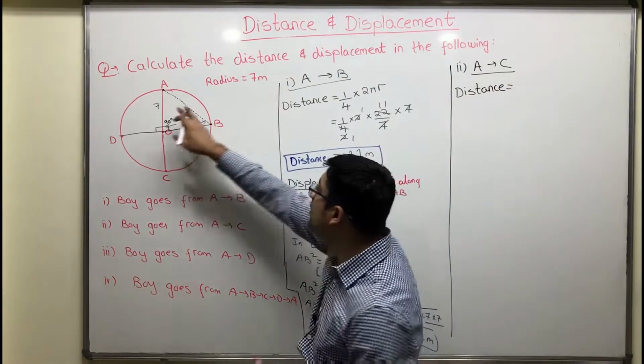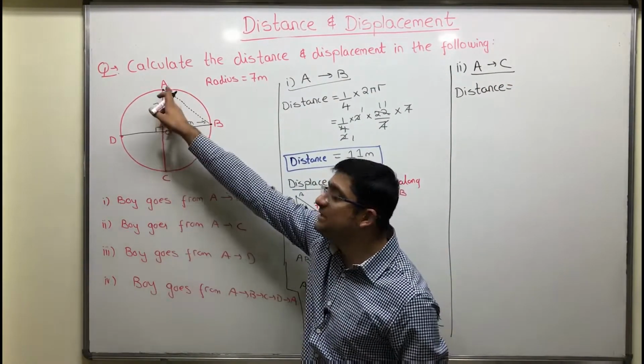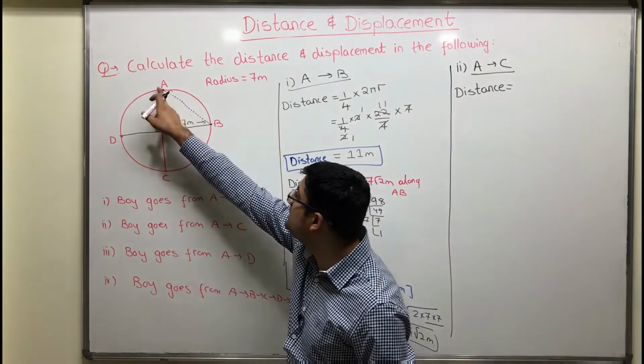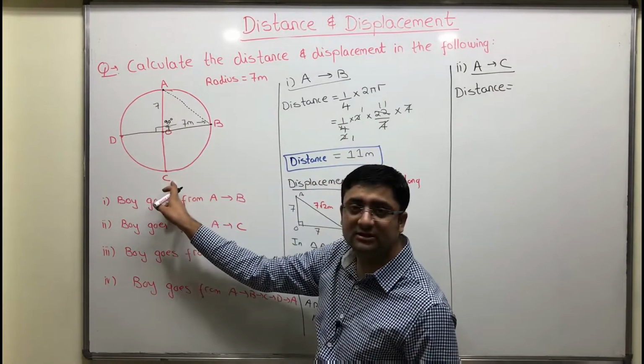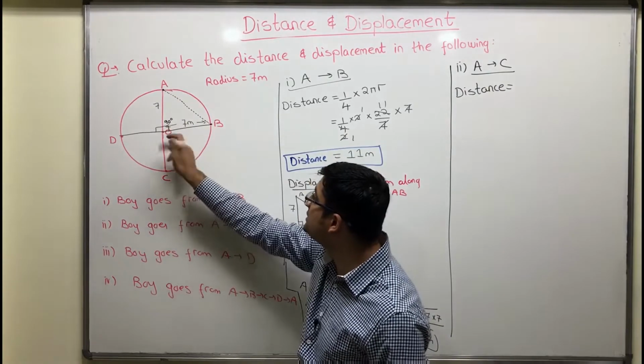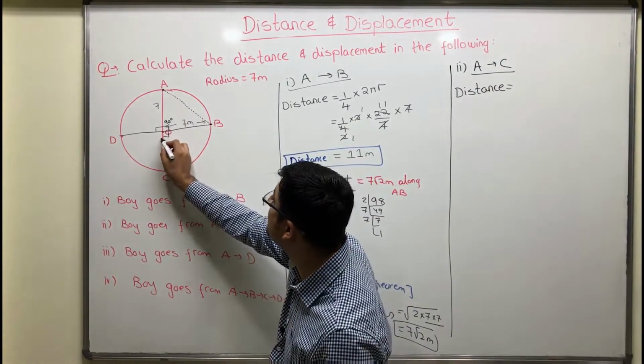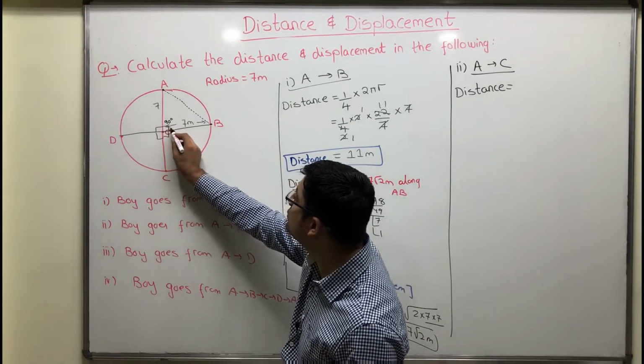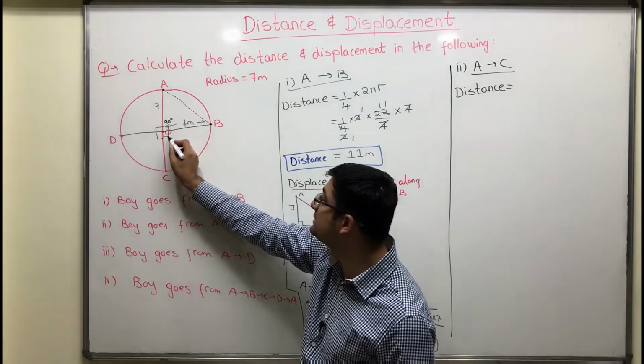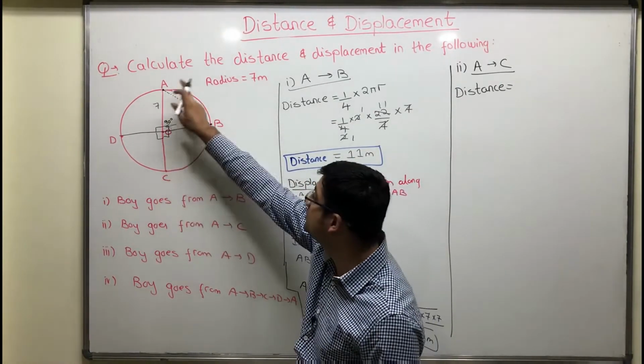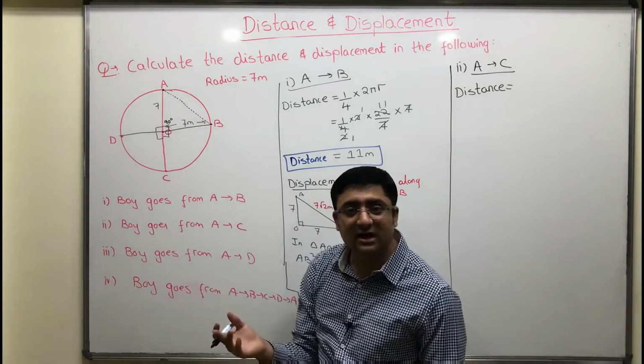So see guys, we are going from A to C. That means diametrically opposite points. So basically we are traveling half a circle. I repeat, we're going half a circle. See, this is 90. So this is also 90. This is also 90. So from A to C, the angle is 180 degrees. That means we're going half a circle. So from A to C, the length of the path is half a circle.